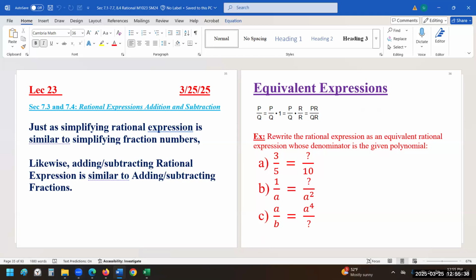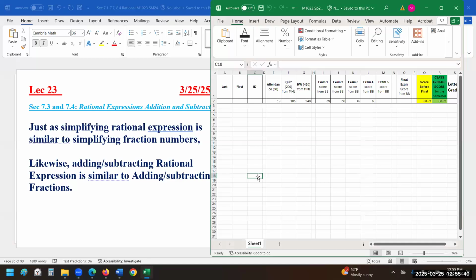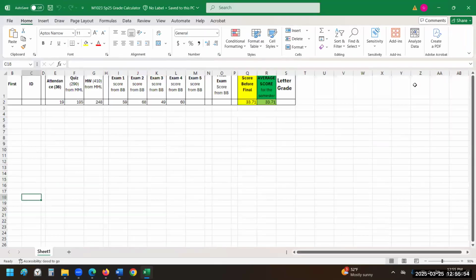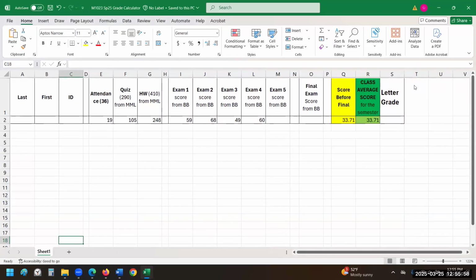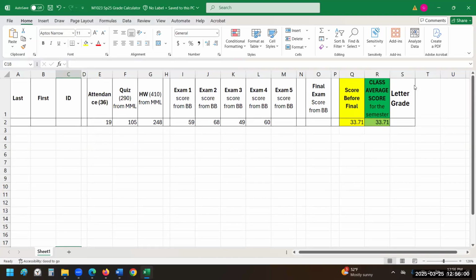Let me actually start by showing a calculator. I'm going to post it on Brightspace. So anytime you need to know how much you need to get in your next 3 exams to pass this class, or how much you can improve your MyMathLab assignment, you can find that by yourself.